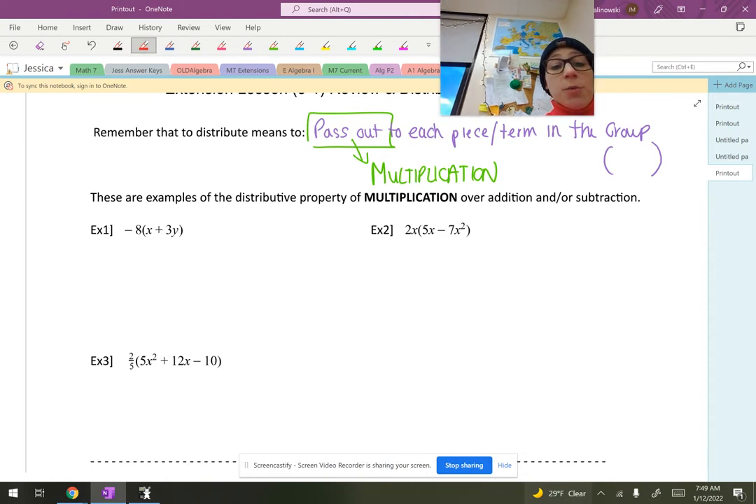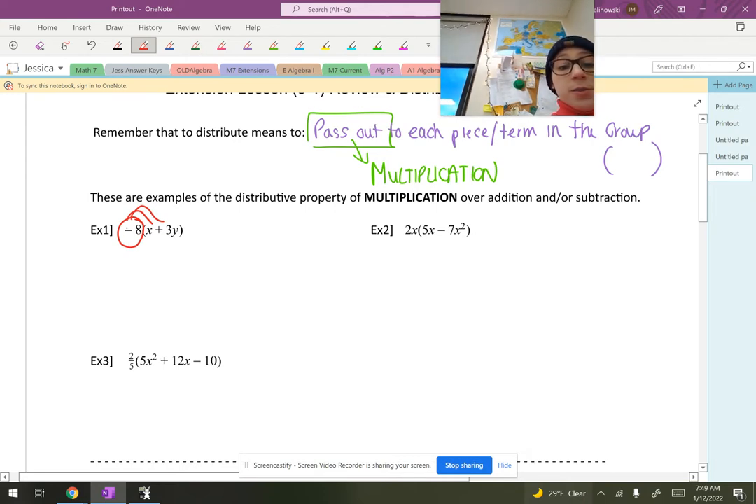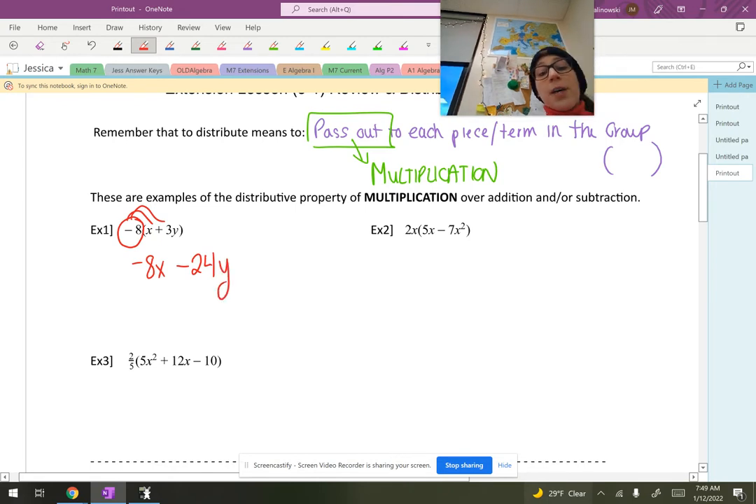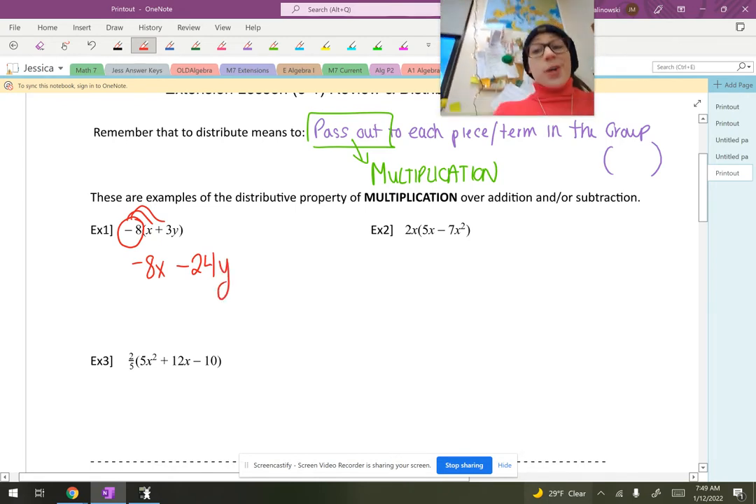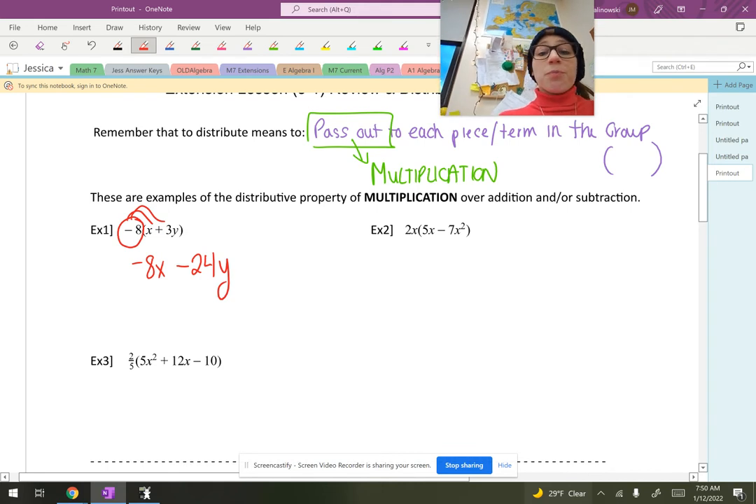I'm looking at this example 1 here. That -8 is on the outside of that parenthesis to get distributed to both of those pieces. -8 times x, -8x, -8 times 3y is going to be 8 times 3 is 24, -24y. Those are not like terms, so I can't combine them, so I'm done there.